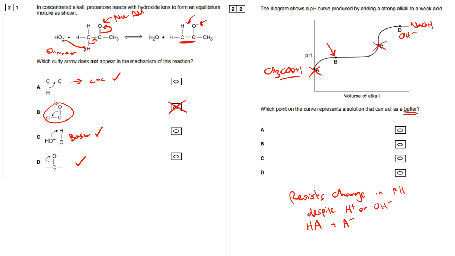Stage B, this is the buffer region. Notice the pH is barely changing, so it's resisting changes in pH. Some of the acid has been reacted, but you've still got lots of the acid in excess. And the hydroxide reacts with the acid to make some of the salt. So B is the correct point, and this is known as the buffer region on a pH curve.